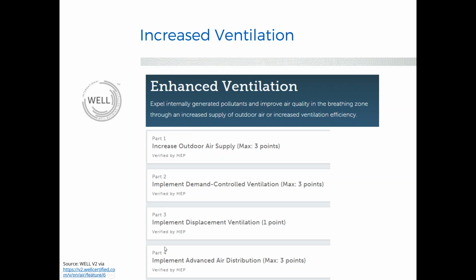And then finally, we have advanced air distribution. And this is really about supply diffuser placement to provide conditioned air more directly to the breathing zone and the individual occupant workstations. So I would say that is more complementary to the energy efficiency initiatives. Instead of just increasing the ventilation, you're paying closer attention to the actual distribution of that air.